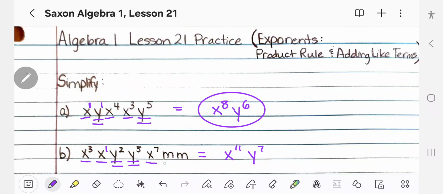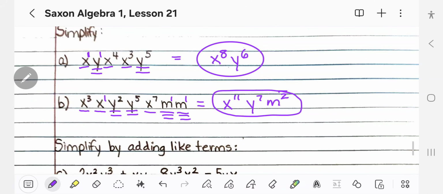Then I'm looking at m. I have an m here and an m here. This is an m to the 1st and an m to the 1st, and that's an m squared, or to the 2nd power. So your answer is x to the 11th, y to the 7th, m squared.